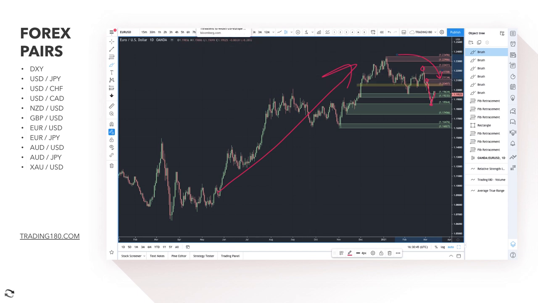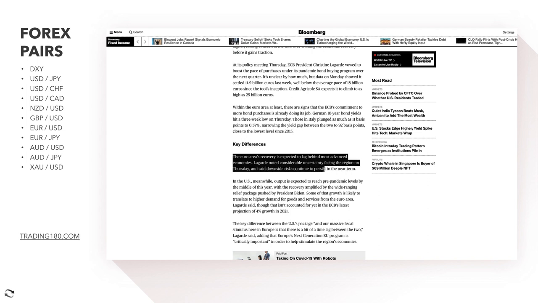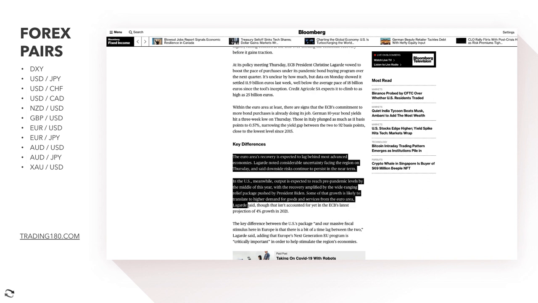Also in that article, just to reiterate, I guess the euro area's recovery is expected to lag behind most advanced economies, and Lagarde noted considerable uncertainty facing the region on Thursday and said downside risks continue to persist in the near term. In the US, meanwhile, output is expected to reach pre-pandemic levels by the middle of this year, with the recovery amplified by a wide-ranging relief package pushed by President Biden. Some of that growth is likely to translate into higher demand for goods and services from the euro area, Lagarde said, though that wasn't accounted for in the ECB's latest projection of 4% growth in 2021.